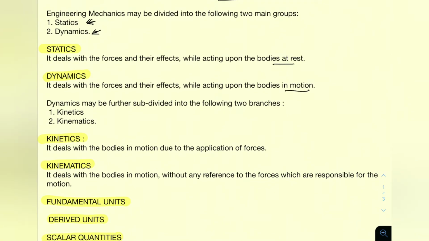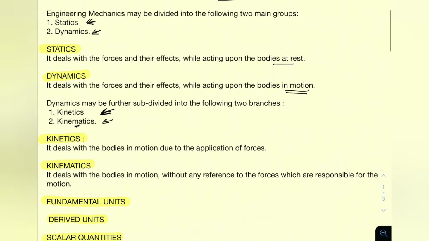Dynamics is further divided into kinetics and kinematics. Dynamics means that the body is in motion. Kinetics deals with the motion and the forces which are causing the motion. And in kinematics, only motion is regarded. K stands for motion. Only motion is regarded here. The force which is causing this motion is not given any reference.